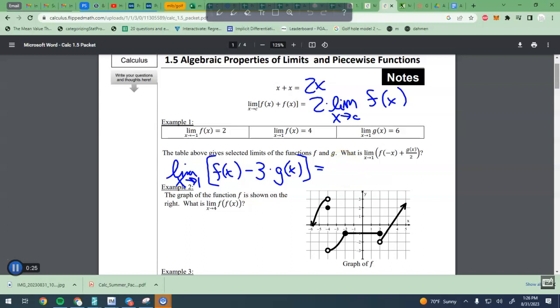But all you're doing, it's like you distribute the limit, kind of. So what's the limit as x approaches 1 of f of x? It's just 4, right? That's what it tells us. Minus 3 times, what's the limit as x approaches 1 of g of x? Is 6. 4 minus 18, -14.